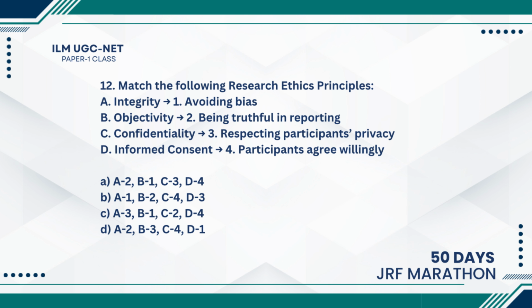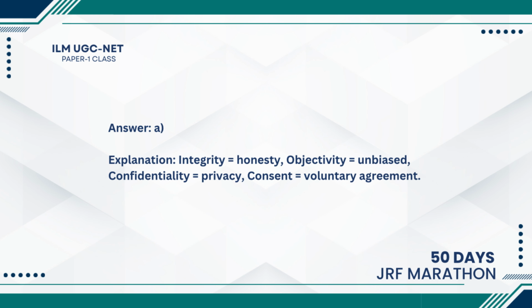Next is question number 12. It's the match the following type of question. You have to match the research ethics and principle. So the A column is integrity, objectivity, confidentiality, informed consent. And B column: avoiding bias, being truthful in reporting, respecting, participants agree willingly. So integrity means being truthful in reporting, that is honesty.